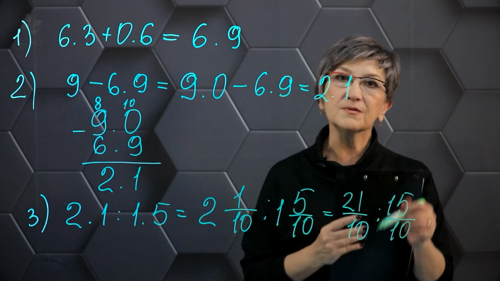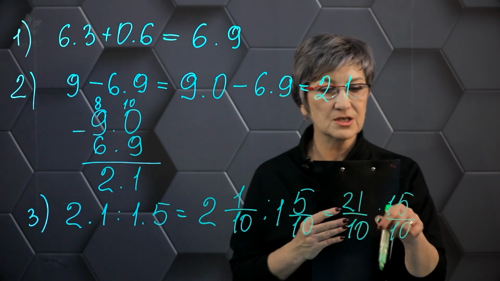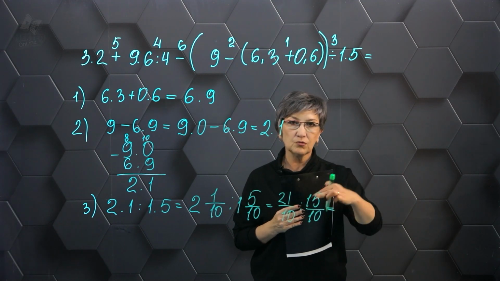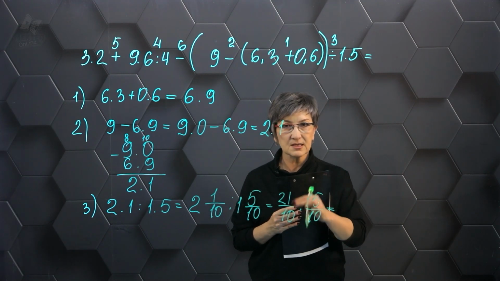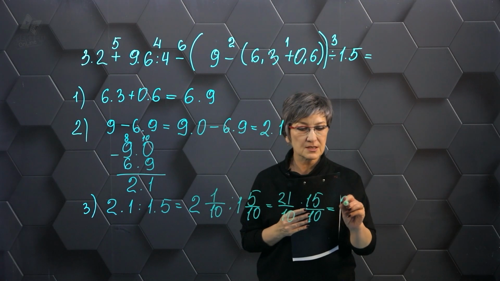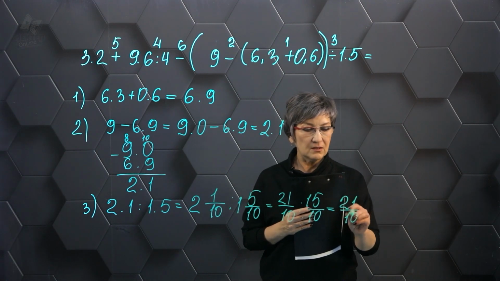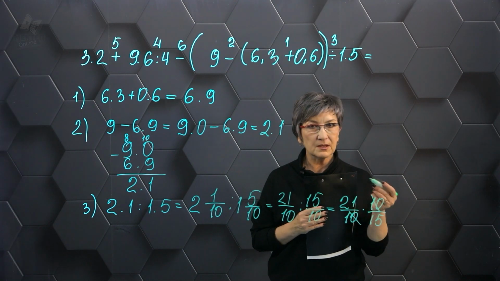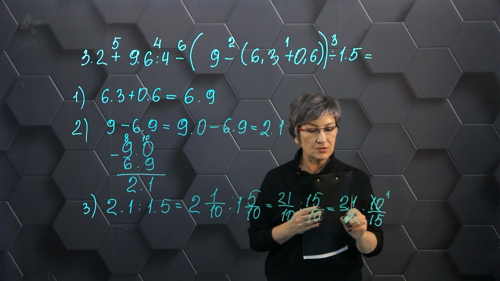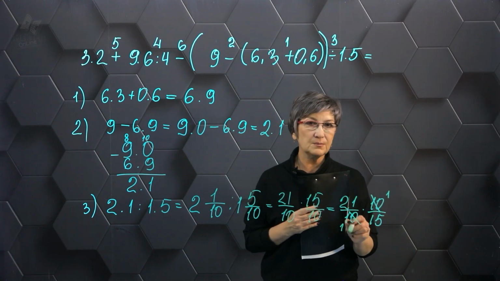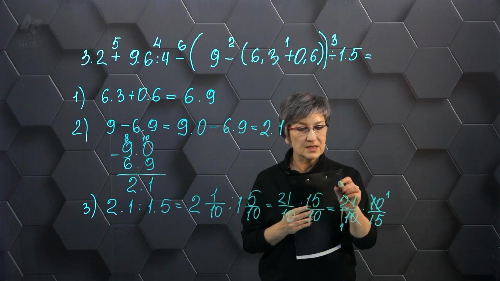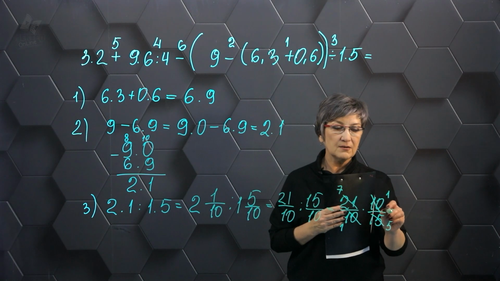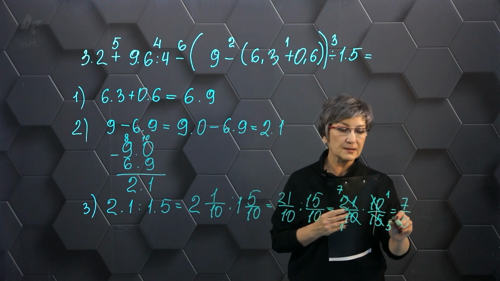And in this case, we remember how to divide fractional numbers into each other. In order to divide a fraction by a fraction, we need to invert the second fraction and replace the division sign with a multiplication sign. That's 21 tenths multiplied by 10 over 15. 10 and 10 we divide by 10, it remains 1 and 1. And 21 and 15 we divide by 3. 21 divided by 3 is 7. 15 divided by 3 is 5. The result is 7/5.